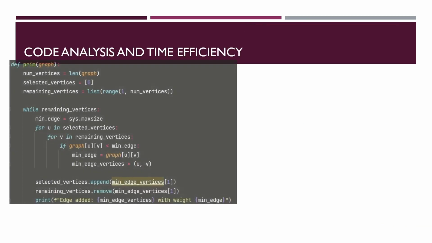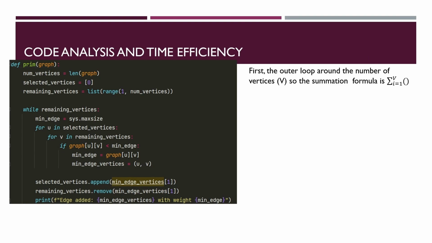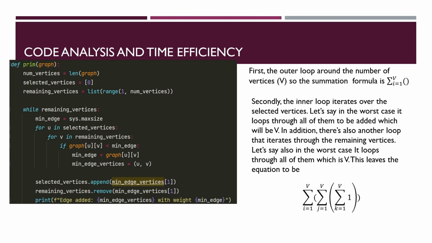For the analysis and time efficiency of the algorithm, it starts off with the outermost loop, which loops through the remaining vertices, assuming in the worst case it loops from 1 to the total number of vertices, which is from 1 till V. Next, inside we loop through the selected vertices, which again, assuming the worst case, is from 1 till V, and the same scenario happens on the inside. The basic operation is the comparison of each weight to the minimum edge, which gives us this summation.